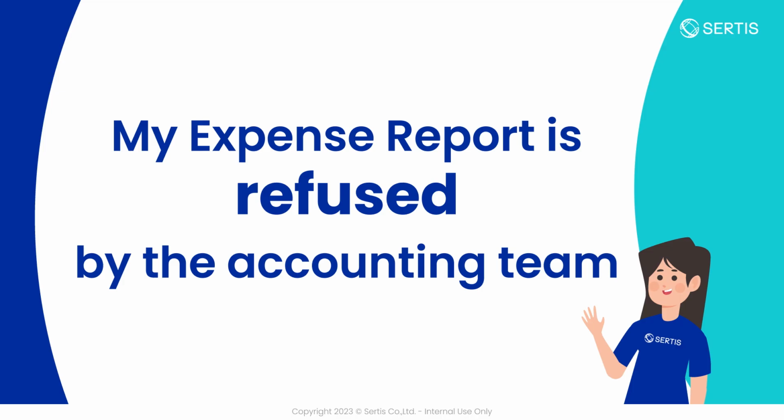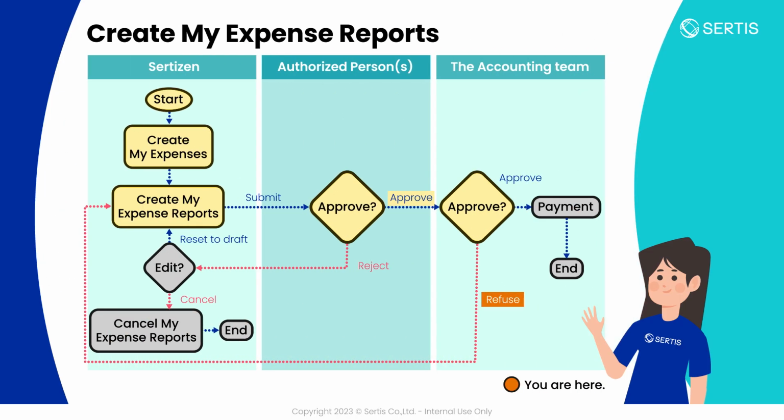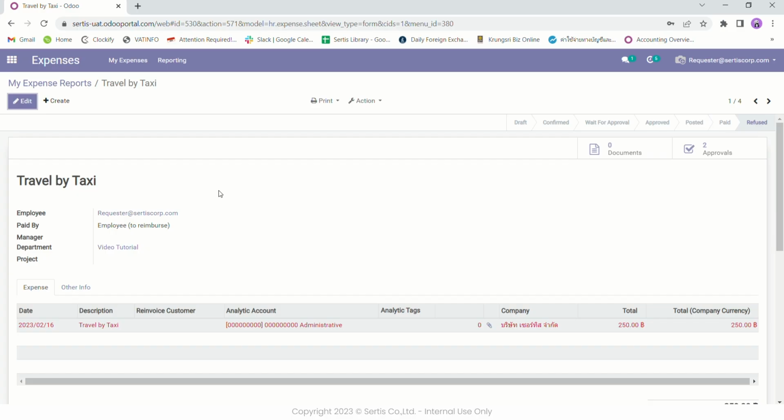Let's see what happens when your expense report is reviewed by the accounting team. If the accounting team rechecks and finds that the expense report is incorrect or incomplete, in this case, your expense report name is incorrect, the accounting team will review the expense report. After the report is reviewed, the status will be changed to Refused. Once the accounting team refuses your expense report, there will be no email to notify you, but the accounting team will contact you directly to correct and complete the details.